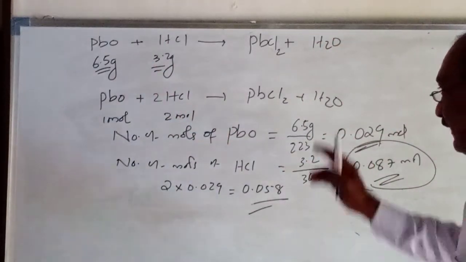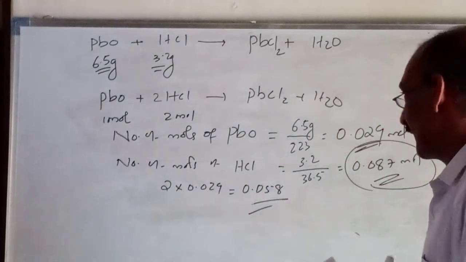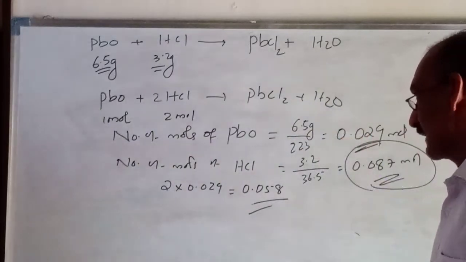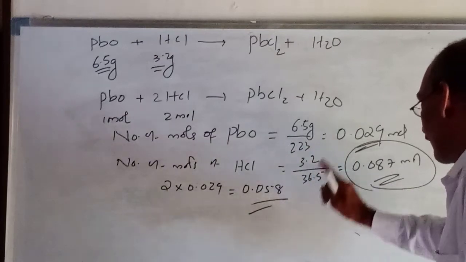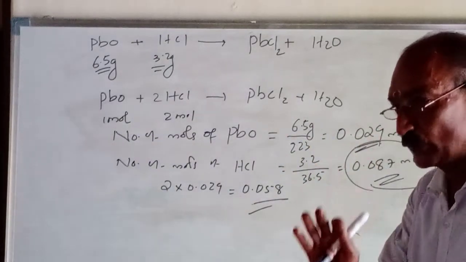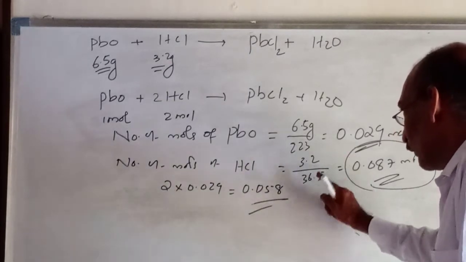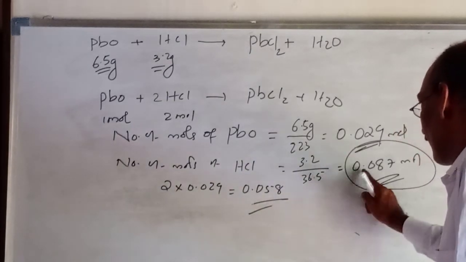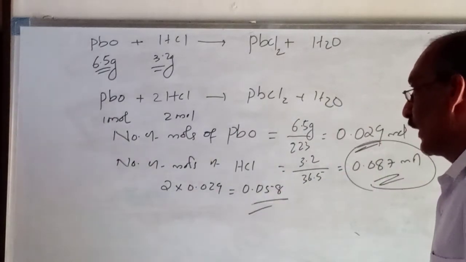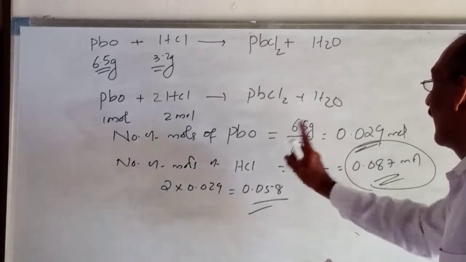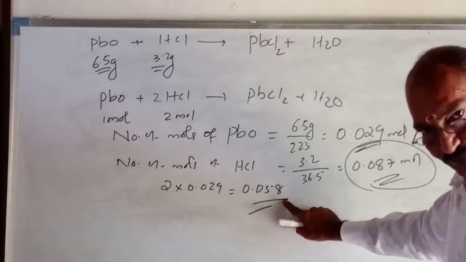Based on that we can find the number of moles of PbO is equal to 6.5 gram divided by 223, mass by molar mass. Lead oxide molar mass is 223. 6.5 by 223 is equal to 0.029 moles of PbO. And the second one, number of moles of HCl, 3.2 divided by 36.5, that is 0.087 mole. As per the equation, 1 mole requires 2 mole.